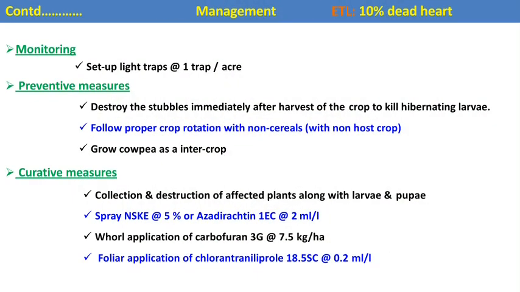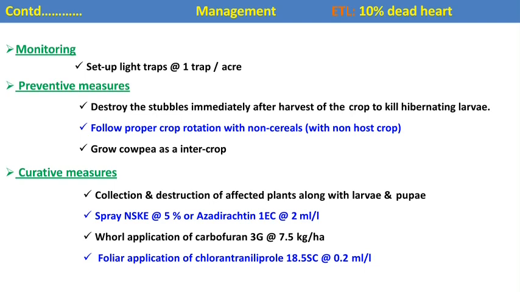Then how can we manage the stem borer in the sorghum crop. The economic threshold level of this pest is 10% dead hearts. Then we can go for management practices. For monitoring purposes, we can set up a light trap, one trap per acre, to attract the adult moth.